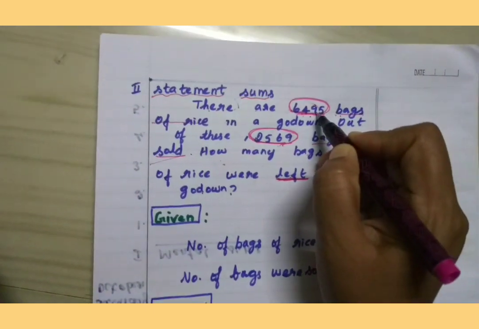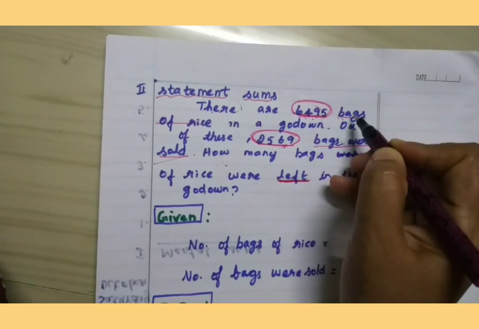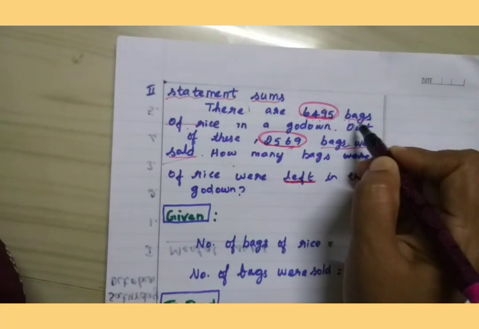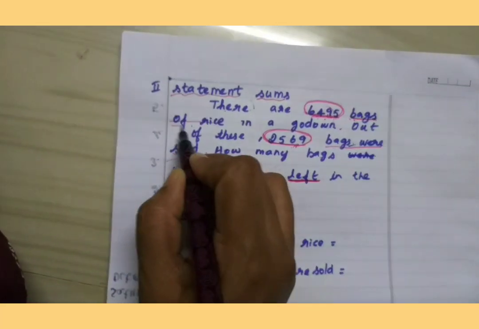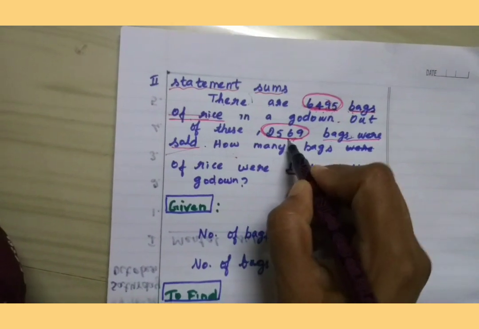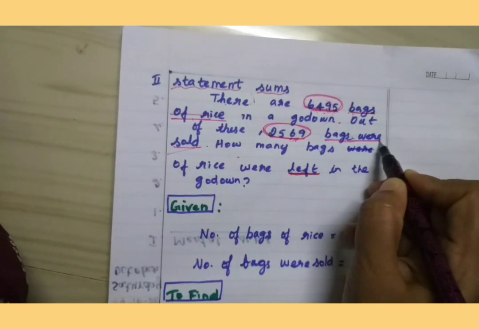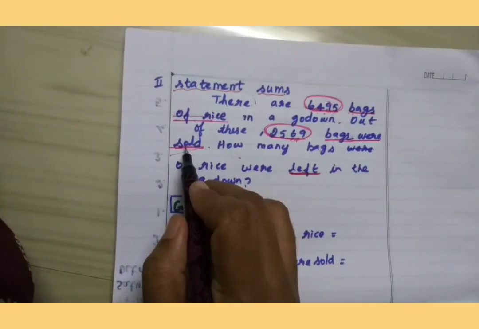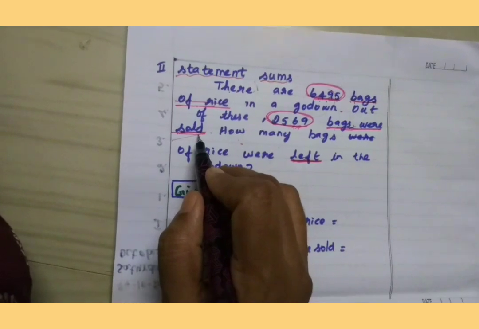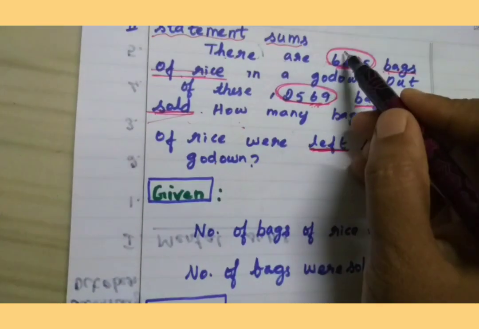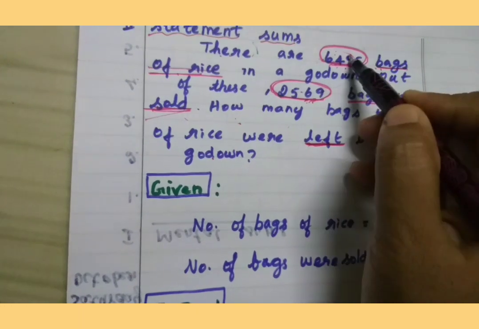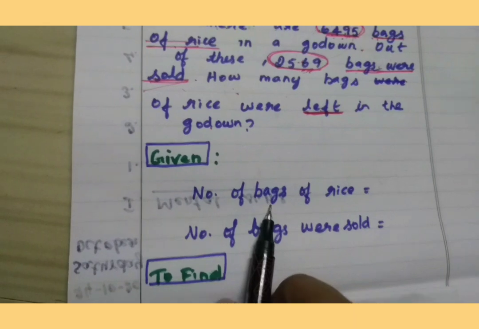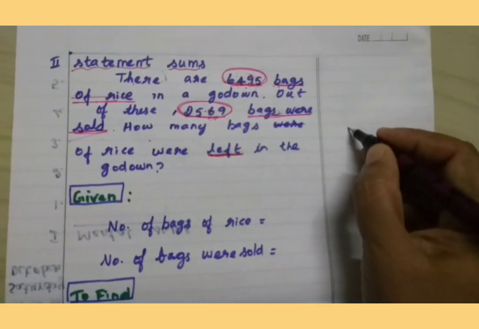Okay, and near each number there are words. This first number indicates bags of rice, so you have to underline "bags of rice". And the second number indicates bags were sold, so you should underline those words also. Okay, and this is the sum. The statement where the numbers are given, that is the given, you have to underline. And you should write the memory tool in the corner.